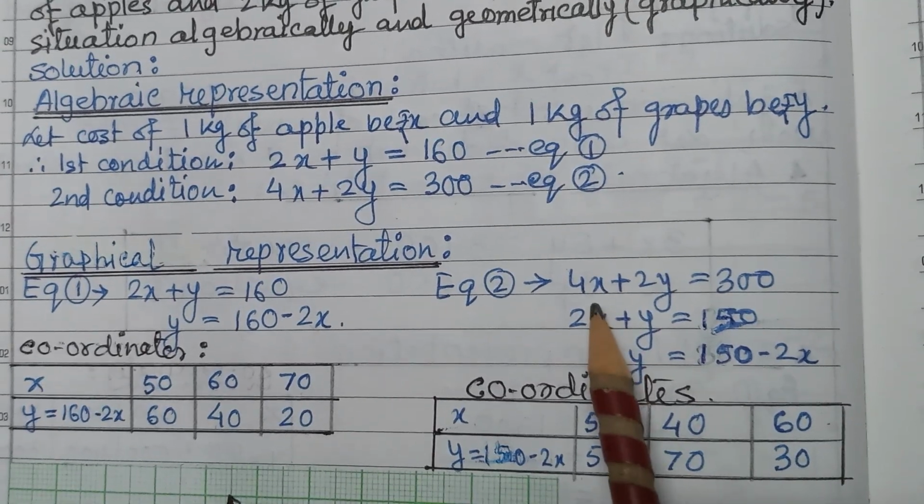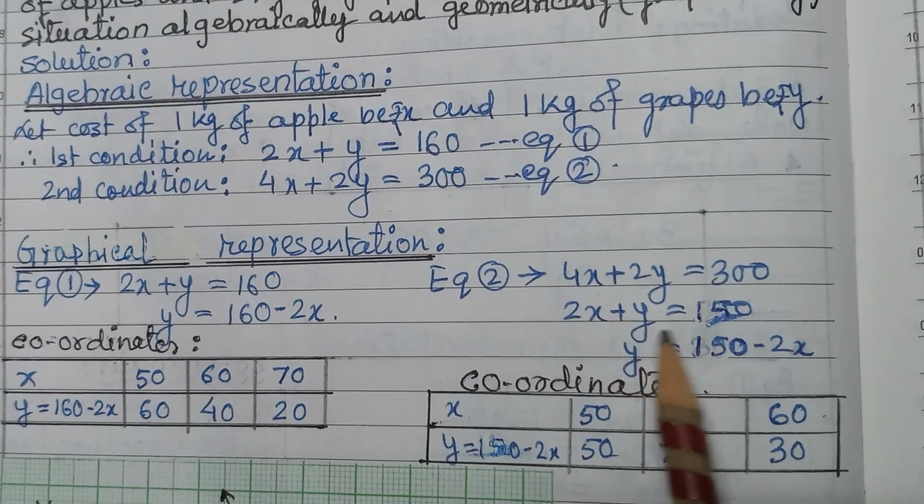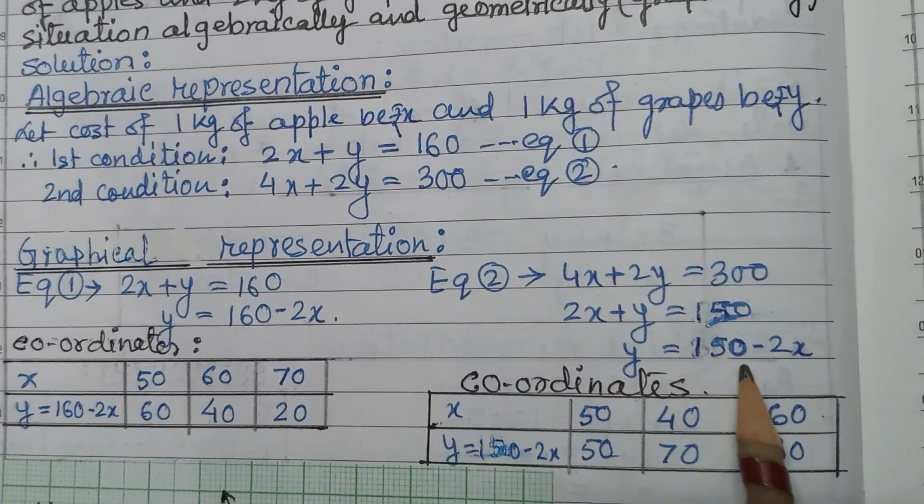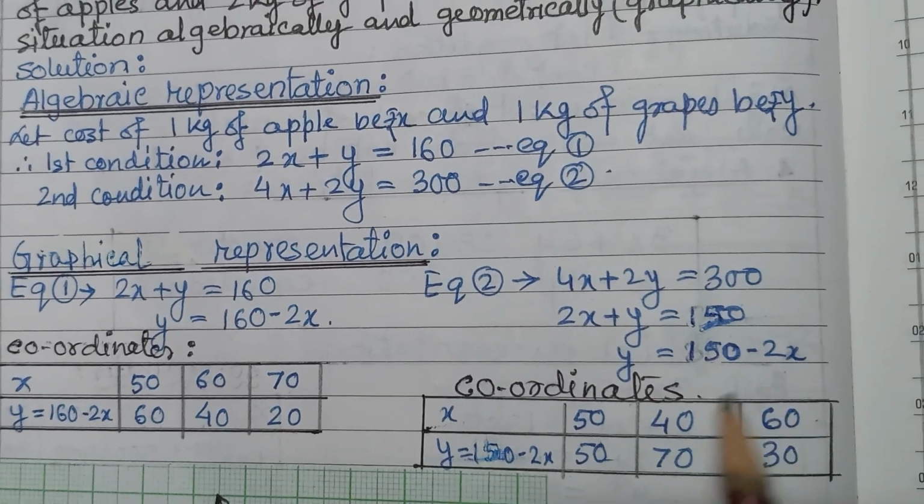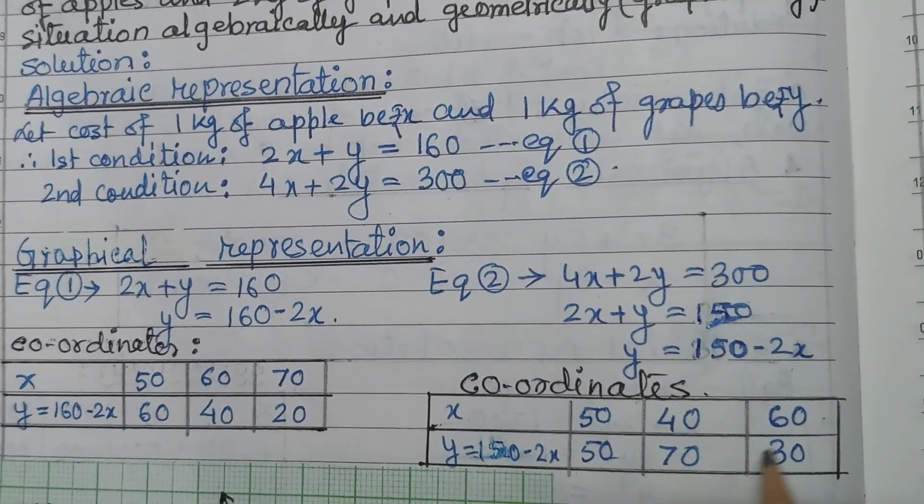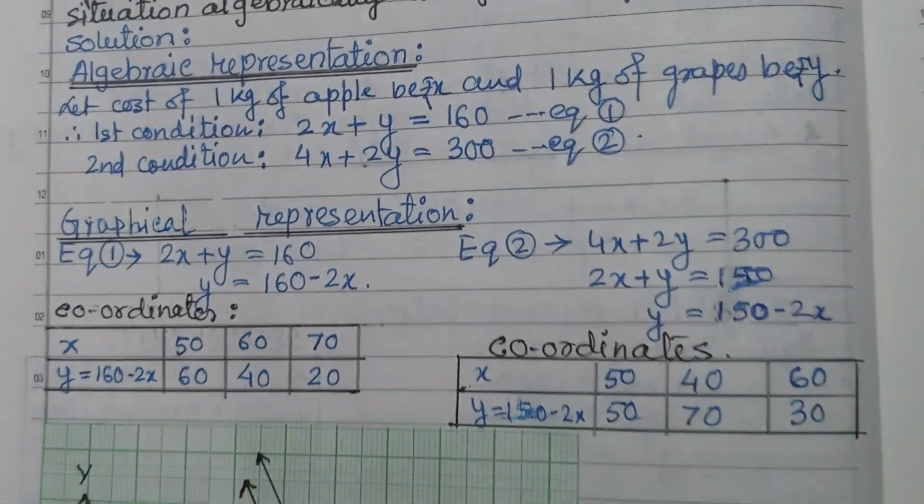Next equation, 4x plus 2y is equal to 300, which gives 2x plus y is equal to 150. So y is equal to 150 minus 2x. Similarly, x 50, y 50; x 40, y 70; x 60, y 30. Now, see the graph.